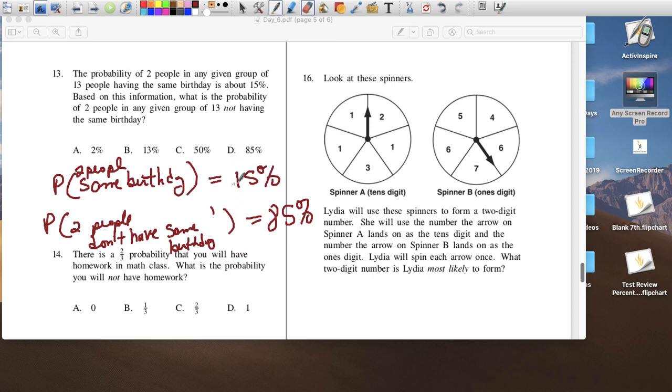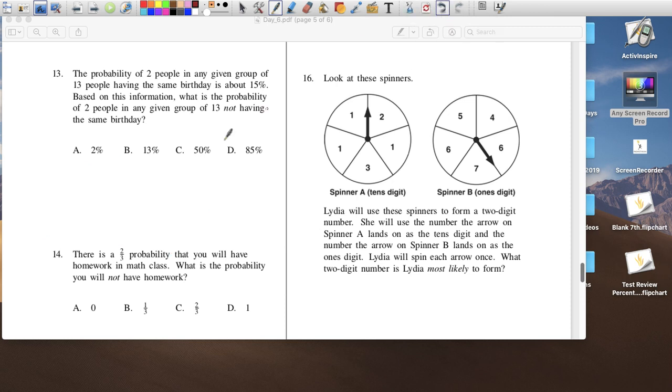If the probability of something happening is 15%, the probability of not happening is the difference between that number and 100%, if we're dealing with percent, which in this case we are. So 100% minus 15% is 85%. Well, the answer was D.